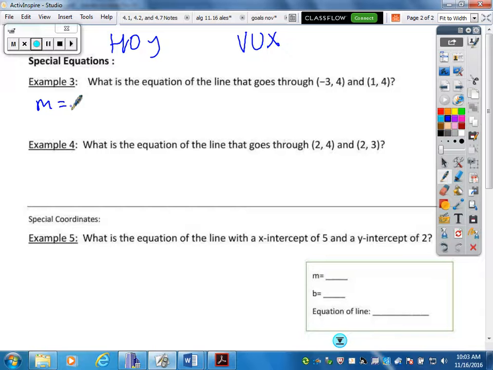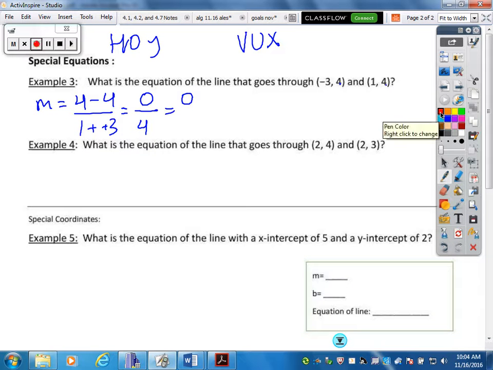y2 minus y1 is 4 minus 4 over x2 minus x1, so 1 minus negative 3. Well, 4 minus 4 is 0. 1 minus negative 3 is really 1 plus 3, so 0 over 4. But if you think about it, if we divide 0 by anything, we're still going to get 0. 0 divided by 4 is 0. So my slope is 0.